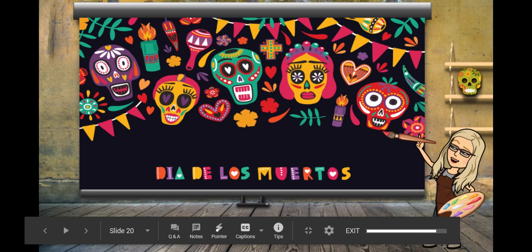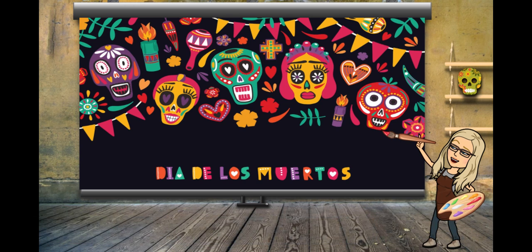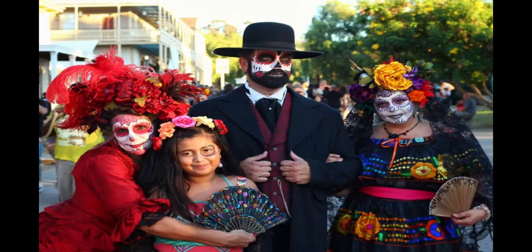So let's talk about Dia de los Muertos. We are looking at a few drawings and examples of things that you might see within Dia de los Muertos celebrations. Pardon me. So let's talk about what Dia de los Muertos is. Dia de los Muertos is a celebration that celebrates and honors people who have passed away, and it is celebrated across a period of time very close to Halloween's time.